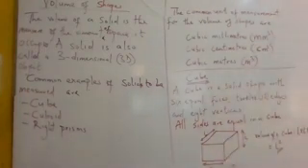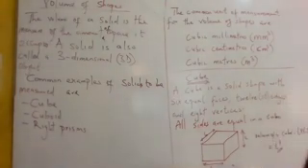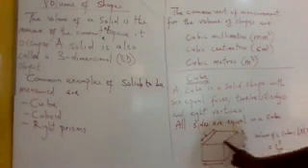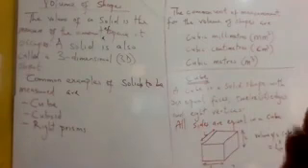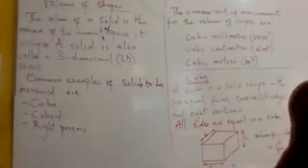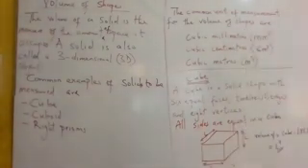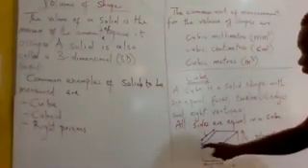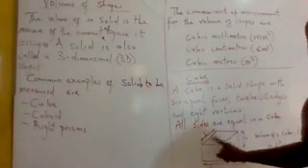Now, what is a cube? A cube is a solid shape with 6 equal faces, 12 edges, and 8 vertices. Now, what's an edge? This line here is your edge. Are you following me? If you count the edges, because questions will be asked from there, you have 12 edges. These external lines are your edges.